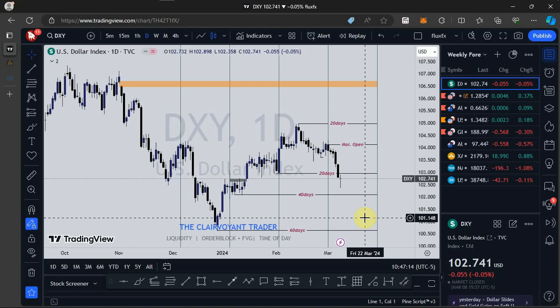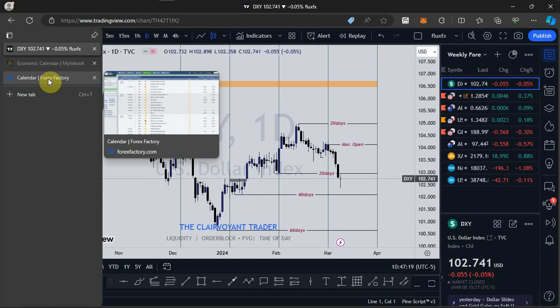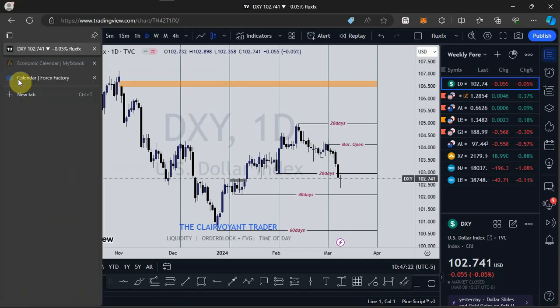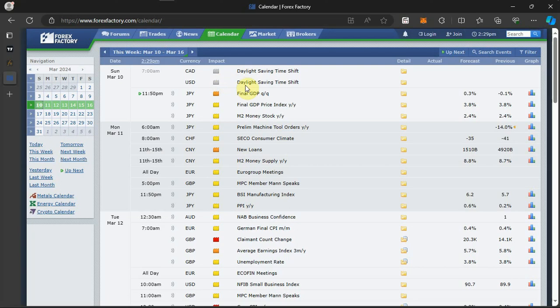The only difference between my Facebook and Forex Factory is that Forex Factory shows you the daylight shifting time. So the daylight savings time shift, both for Canada and the US, is going to happen on the 10th of March. That is on Sunday, so take note of that.